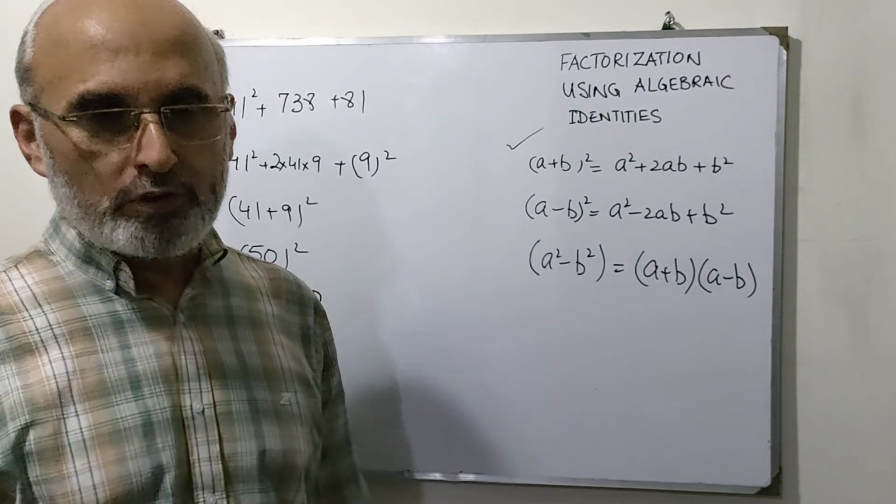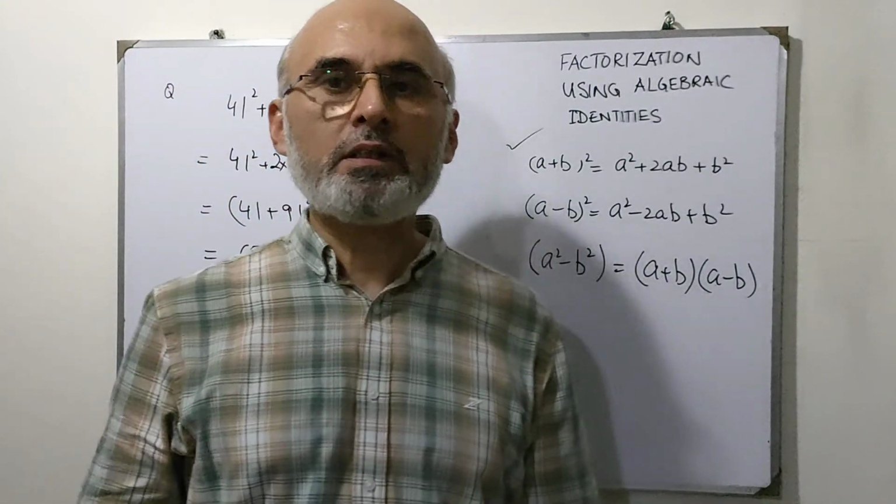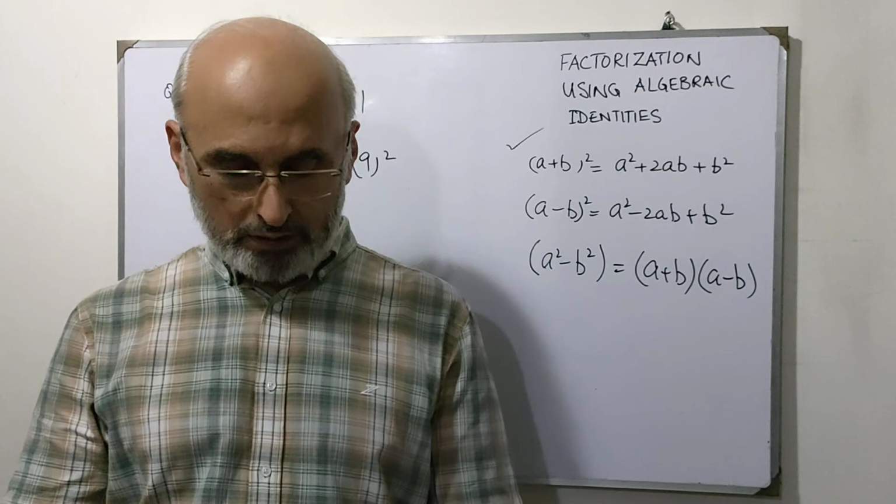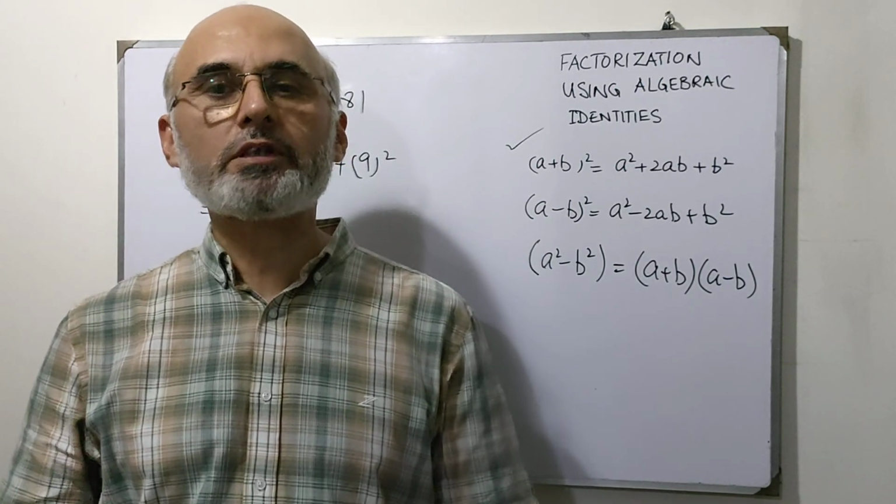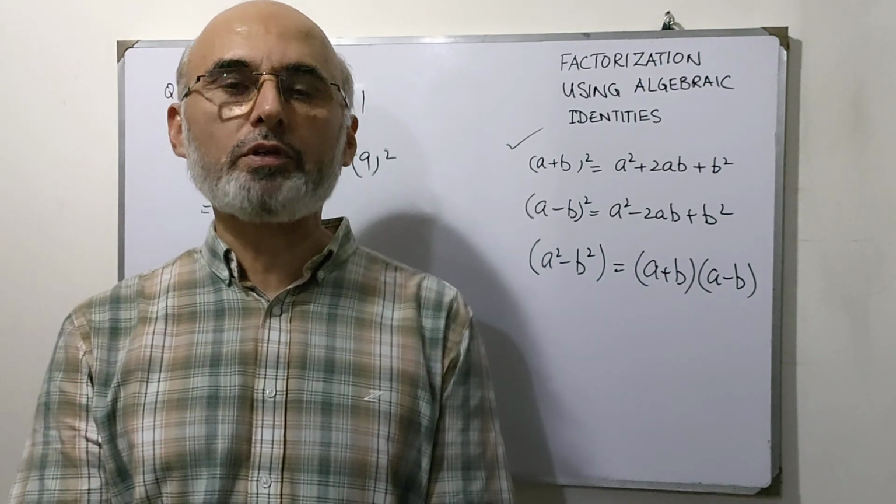Okay, so this was all about factorization using identities. And with this, I think we have done enough for chapter number 4. We'll conclude chapter number 4 here.